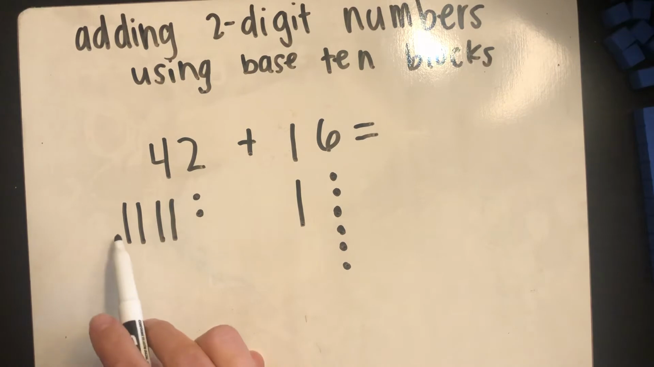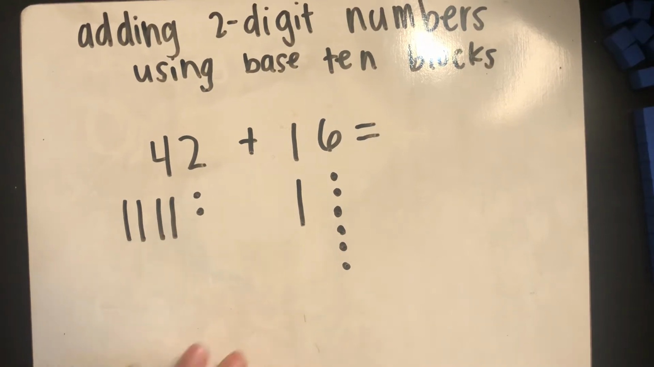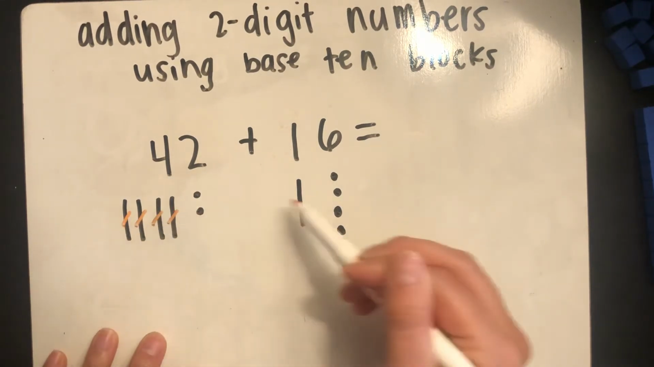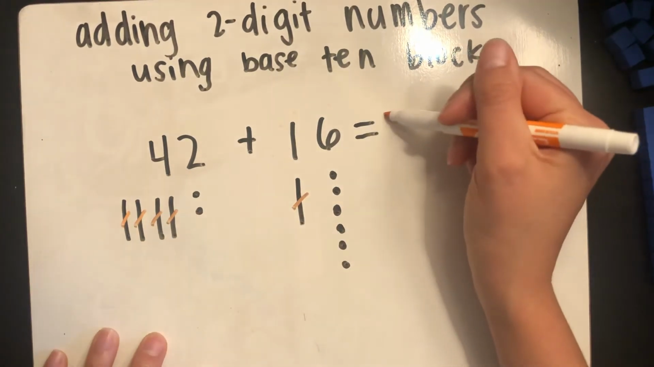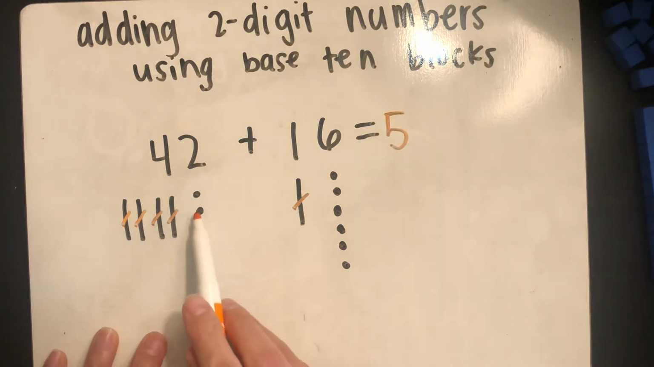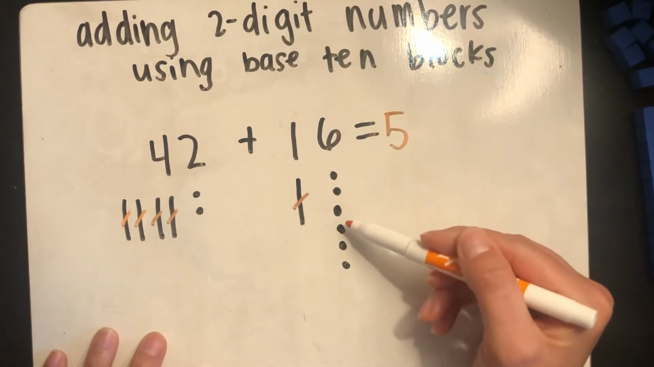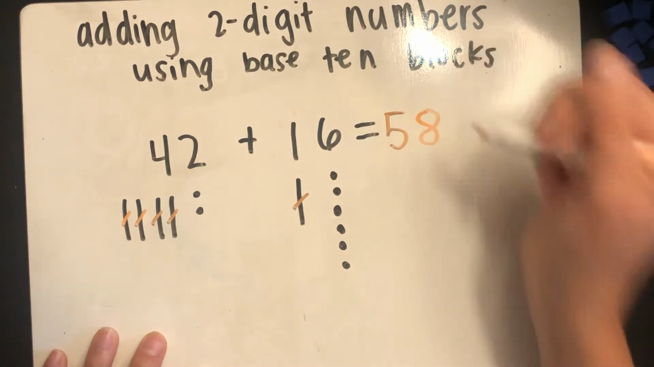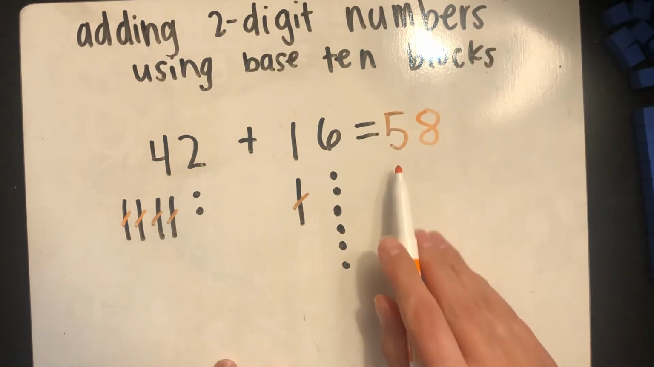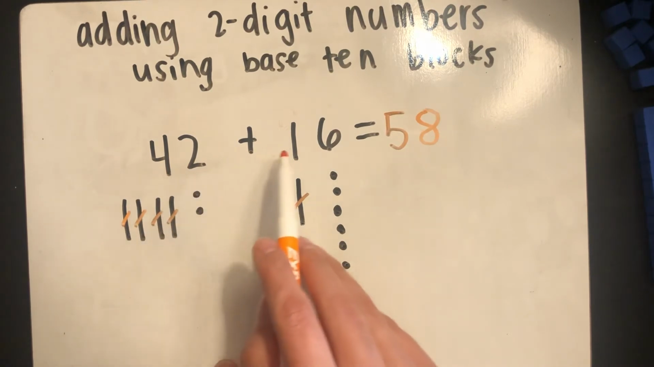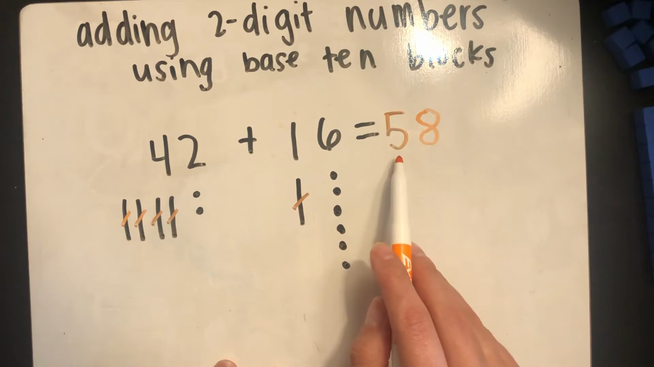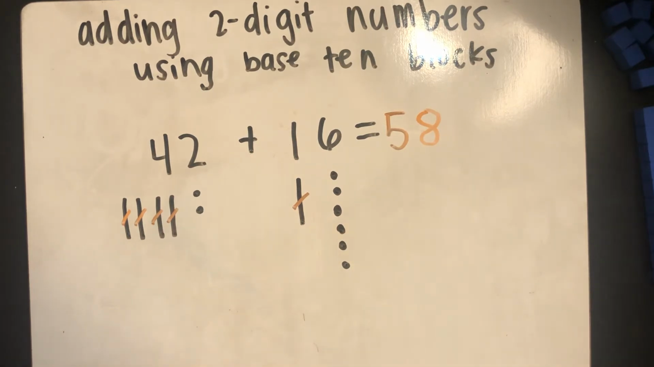So I see that I have 1. I'm going to use a different color here so it helps me. I have 1, 2, 3, 4, 5 tens. And I have 1, 2, 3, 4, 5, 6, 7, 8 ones. Okay, so my answer for 42 plus 16, the answer to that is 58. Let me show you guys another one.